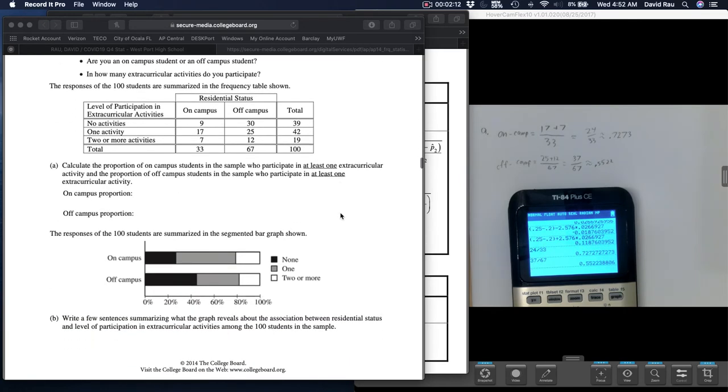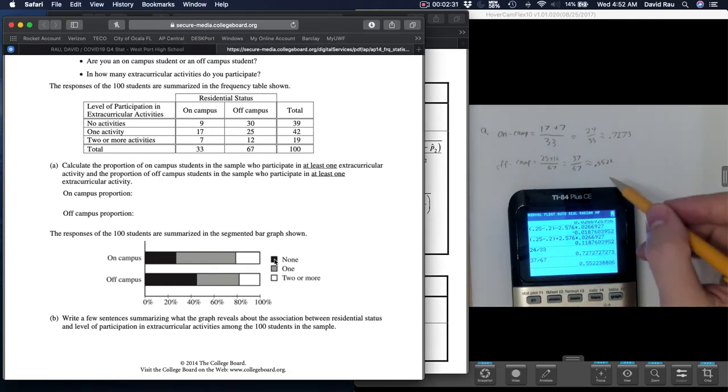Up next, they give me this crazy chart. Now, I guess we can kind of see here on campus at least one activity takes up about almost 75%. So you can see that here would be about 0.25, so that makes sense. 0.5522 for at least one. Again, you can see just a little bit more than the majority, because 50 would be right here. So 0.55, yeah, that makes sense. You can kind of see how it's split up.